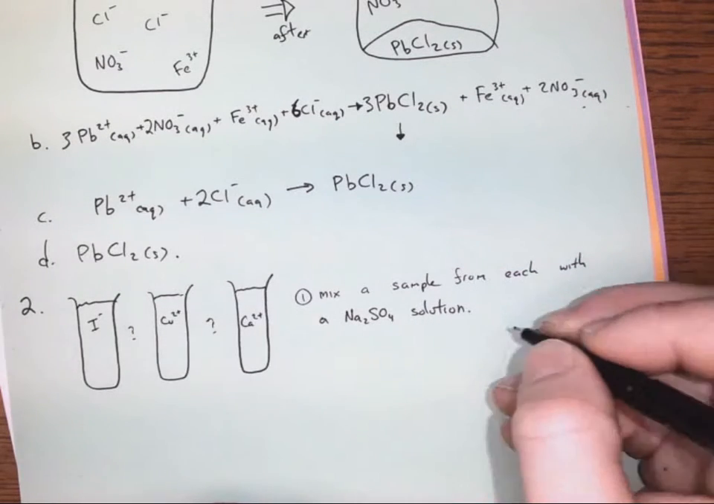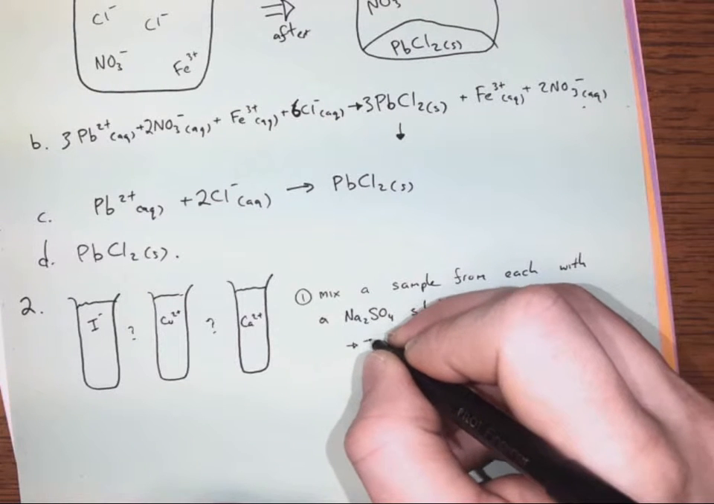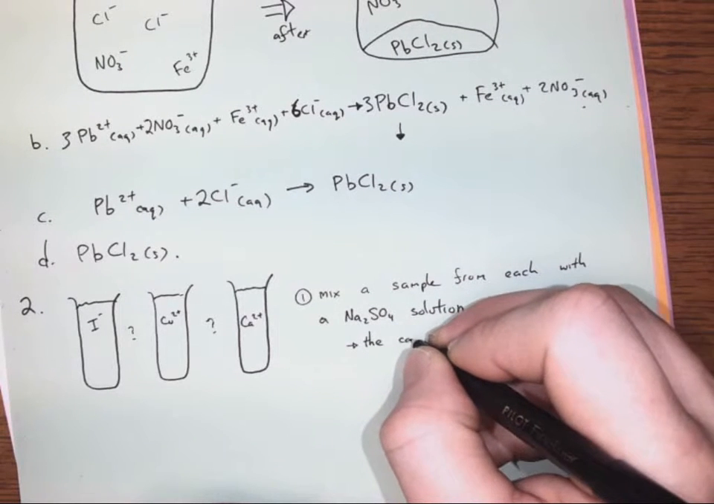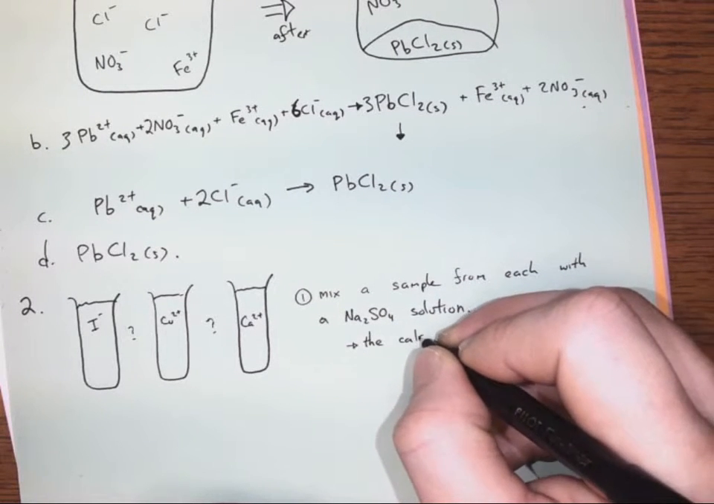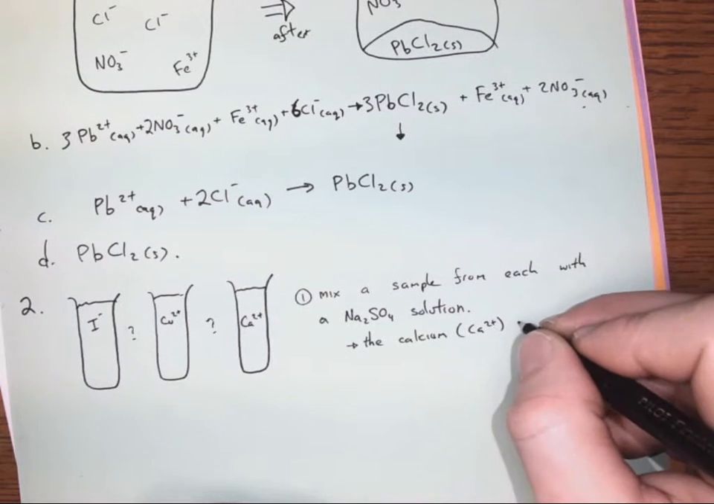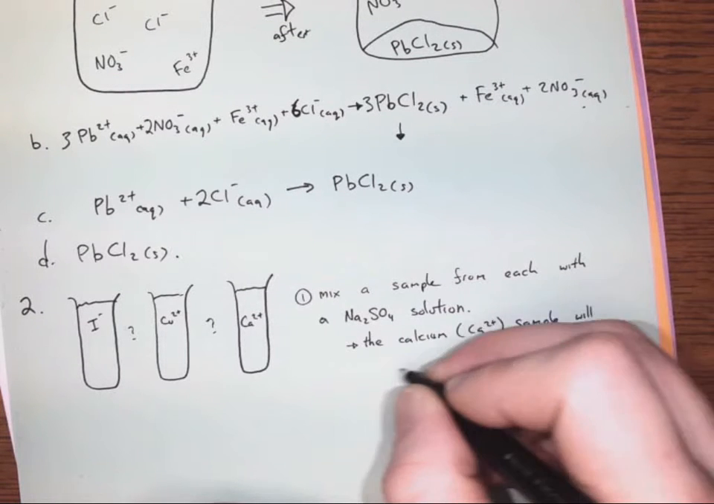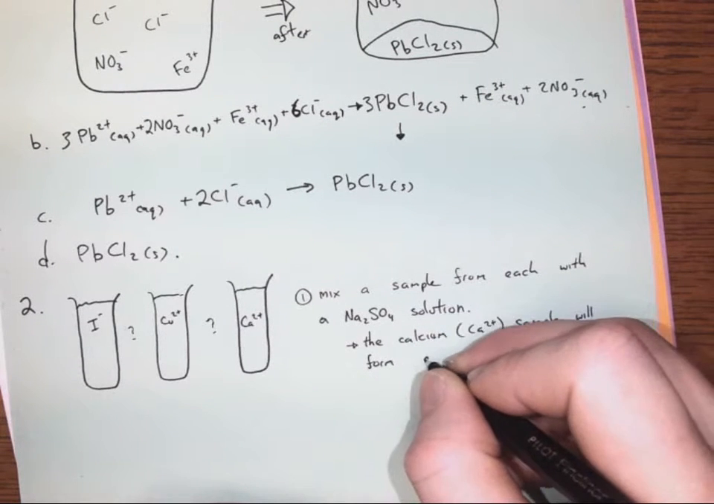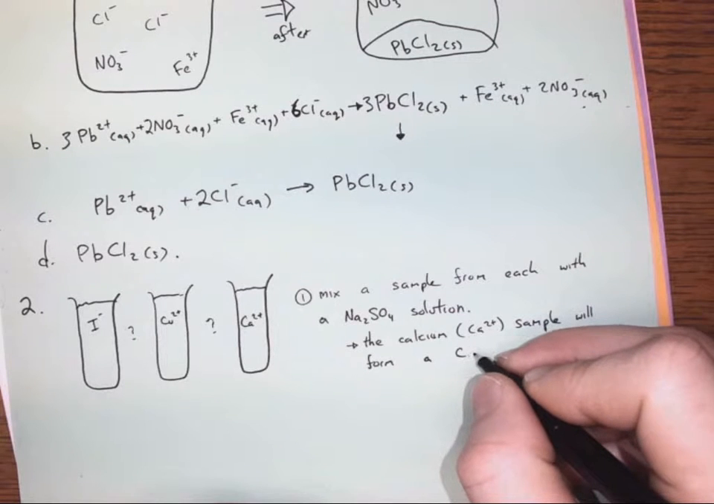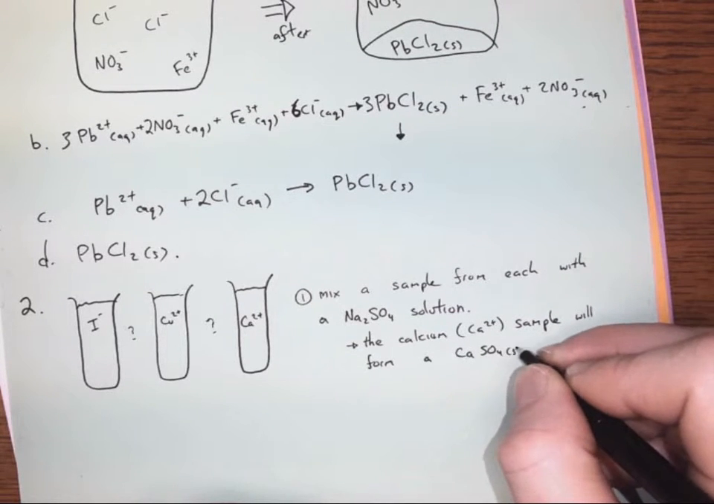And this will, so the calcium, Ca2 plus, sample will form a calcium sulfate solid precipitate.